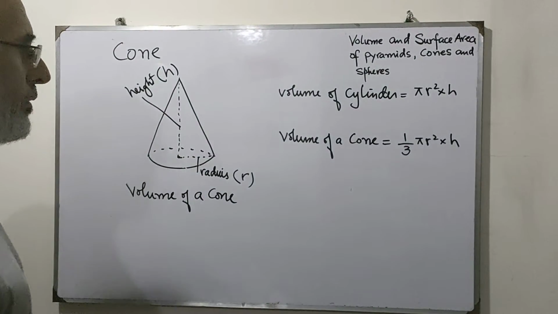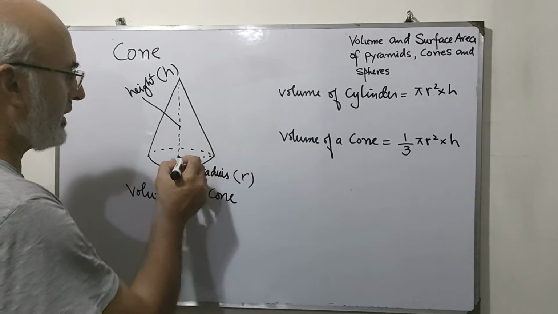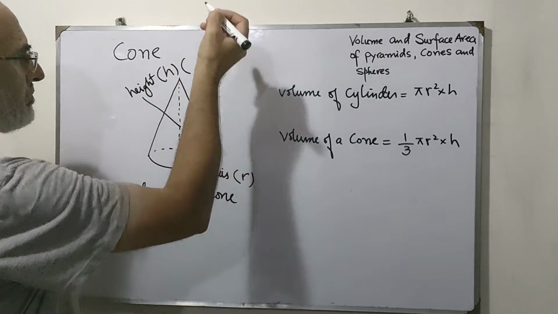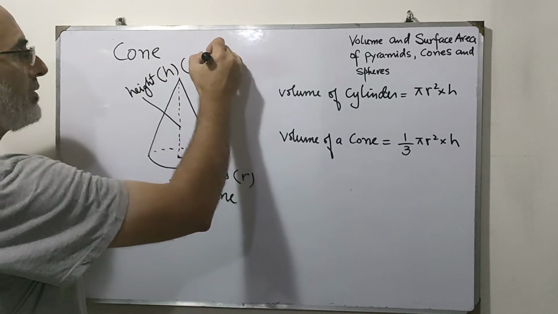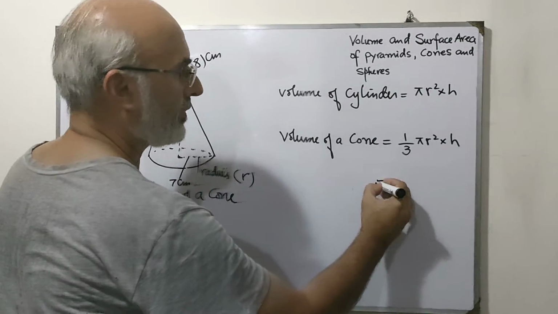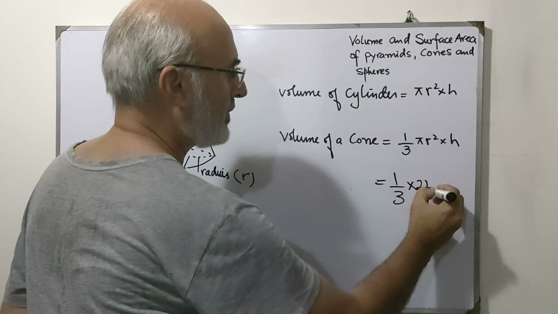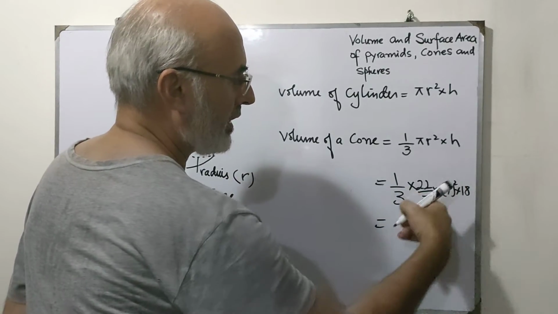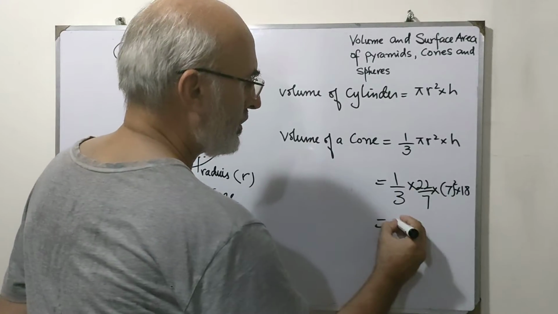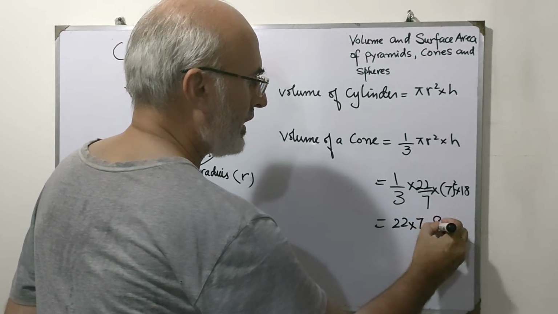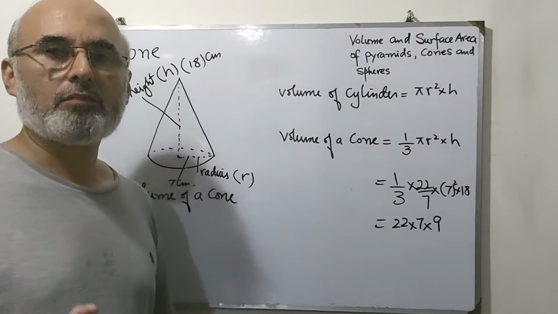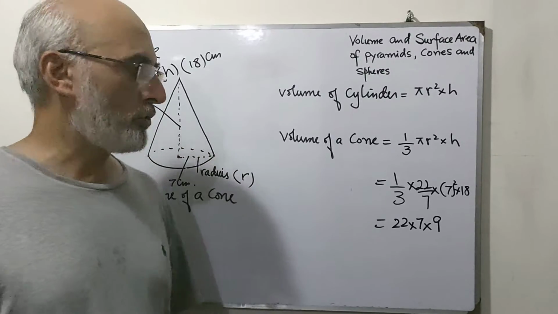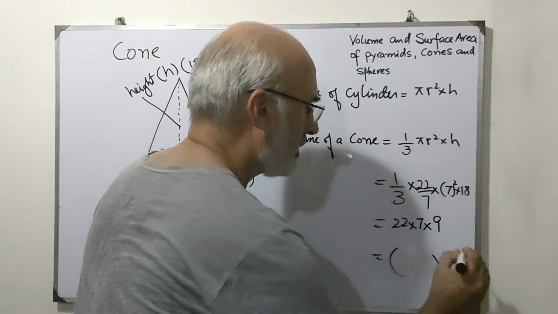Now if I say that the radius is, let's say, 7 centimeters and the height is, let's say, 18 centimeters. So 1/3 into 22/7 into 7 square into 18, right? We can cancel out 7 with that square, and 3 here. So it is 22 into 7 into 9, and after calculating we'll get our volume. You can use the calculator here, and whatever the result is, it's going to be in centimeter cube.